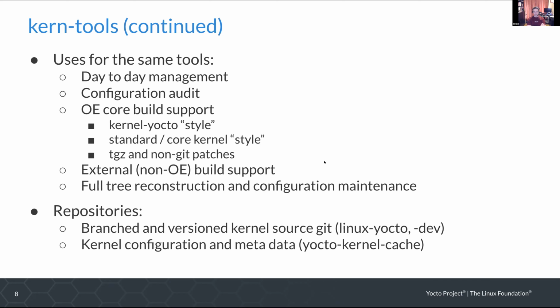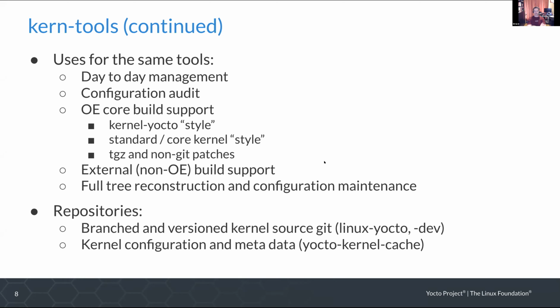The repositories that are involved in this, there's the branched and versioned kernel source trees, which is linux-yocto and linux-yocto-dev. In theory, they could be one, or we could split them apart. It doesn't really matter. The content is actually the same.